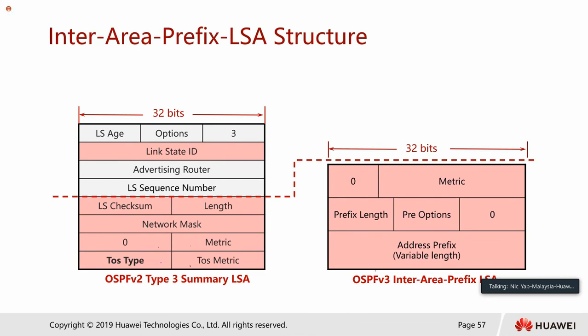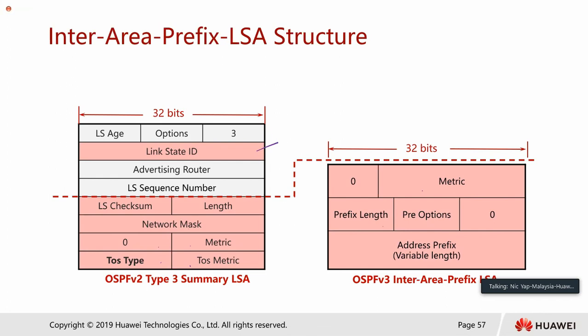So when I go back to the inter-area prefix LSA, they have reduced a lot: 0 metric, prefix length, prefix options, 0, and also the rest of the address prefix. Okay, address prefix. So the link state ID over here is just defining a unique ID for OSPFv3. So we need to know what the link state ID information is.